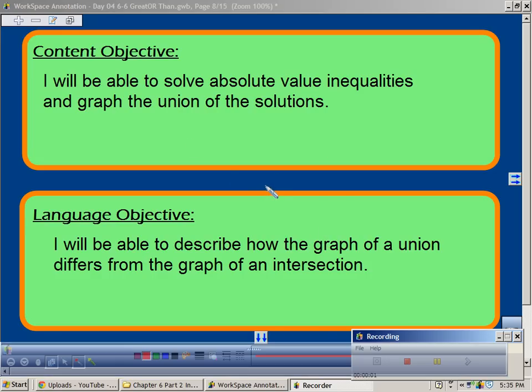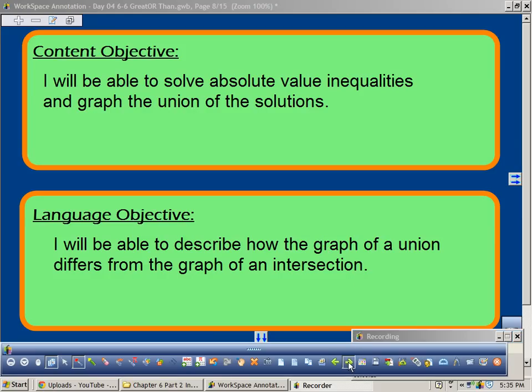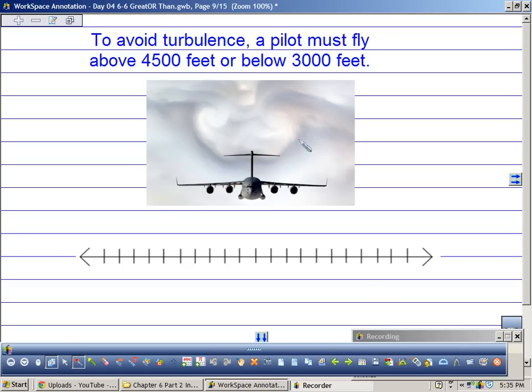Okay, so today we're going to be talking about absolute value with inequalities and graphing the union of the solution. Right, so we talked about solutions, we talked about inequalities. Let's look at absolute value in inequalities. And today your language objective should be that you should be able to describe how the graph of the union differs from the graph of an intersection. Let's start with this example.